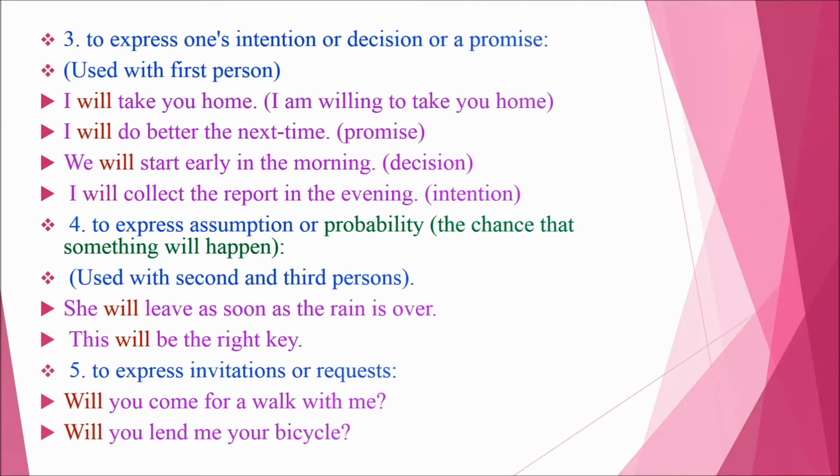The third usage is, will is used to express one's intention or decision or a promise. Will is used with first person. Now let's see some examples. I will take you home. This sentence refers to I am willing to take you home. The next sentence is I will do better the next time.